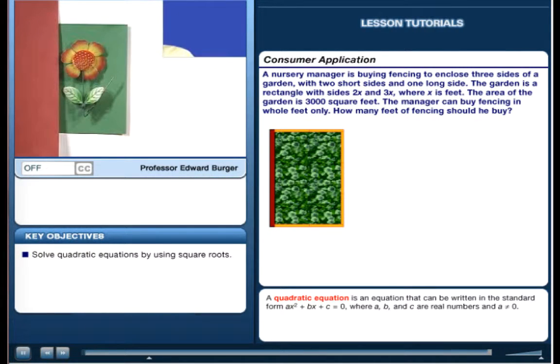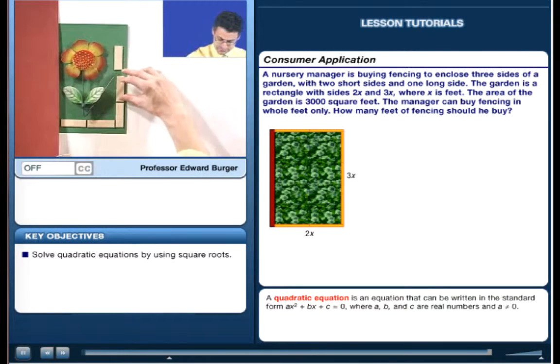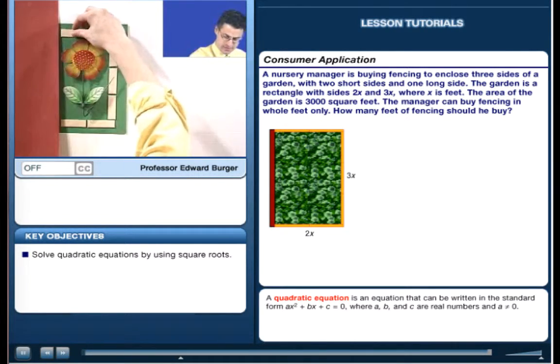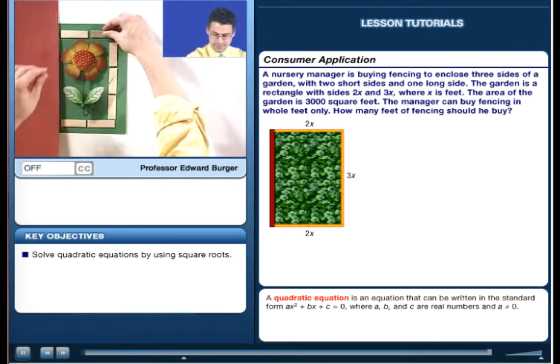So basically, if we think about it, we have sort of 2x here, and then 3x here. Set this up. There we go. 3x. And then we've got the 2x here. You see how we're fencing in the garden? Very nice.